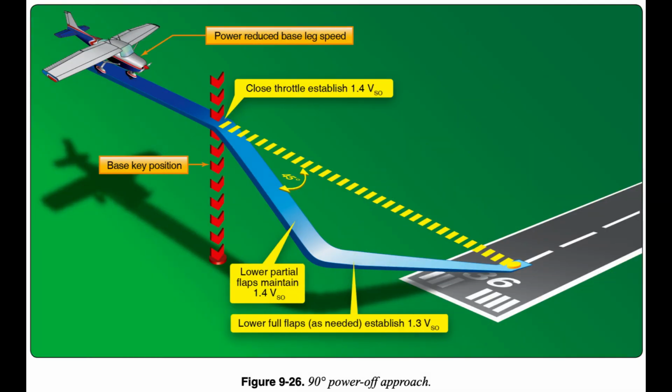After a medium bank turn onto the base leg is completed, the throttle is retarded slightly and the airspeed allowed to decrease to the normal base leg speed. Figure 9.26. On the base leg, the airspeed, wind drift correction, and altitude are maintained while proceeding to the 45 degrees key position.